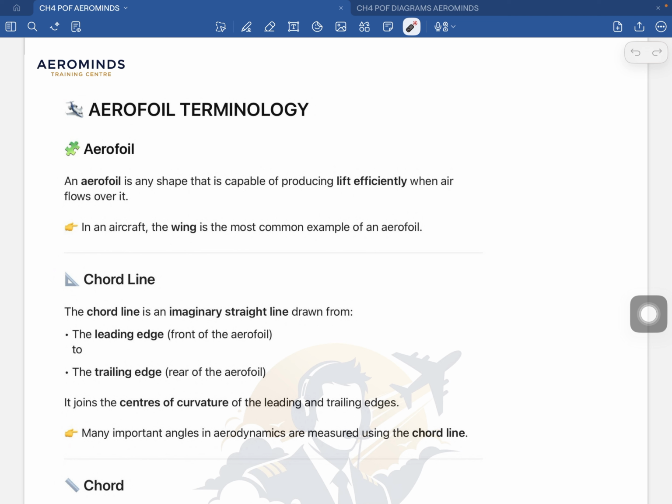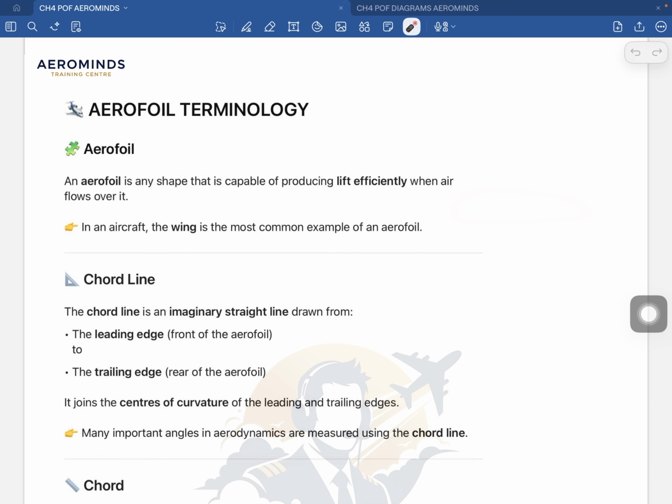Okay. Now in an aircraft, if you can imagine, the wing is the most common example of an aerofoil. Now whenever an aircraft flies, air flows over the wing. You have seen the wing of an aircraft. The air flows over the wing. Okay. Now because the wing has an aerofoil shape, this airflow will create lift, which is necessary to lift off. Now, without an aerofoil shaped wing, an aircraft cannot fly in a controlled manner. It can fly, but not in a very controlled manner.